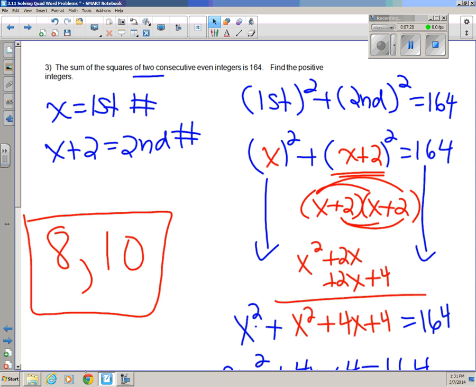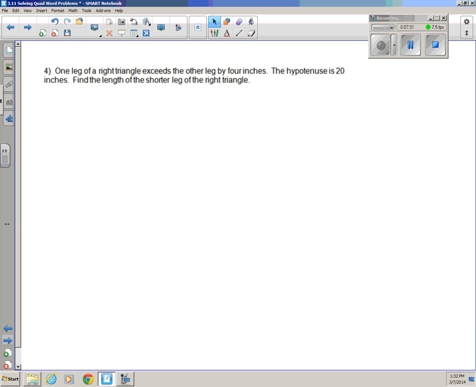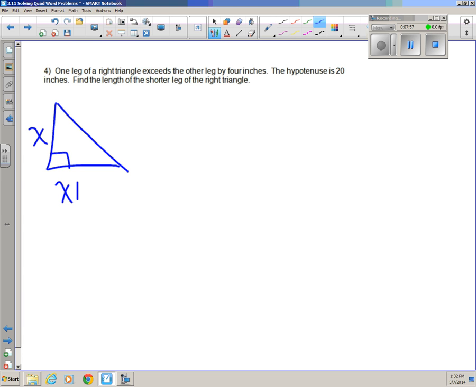Okay, so here's the last one. One leg of a right triangle exceeds the other leg by 4 inches. It means it's greater than the other by 4 inches. The hypotenuse is 20 inches. You need to find the length of the shorter leg of the right triangle. So go ahead and draw yourself a right triangle. What do you know? You know that one leg exceeds the other by 4, which means one leg you have no idea what it is. The other one is 4 inches greater. The hypotenuse is 20. Find the length of the shorter leg.